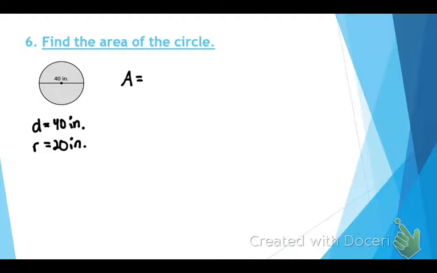All right, very good. It is A equals pi r squared. Do I need to cut this in half? No, it's not a semicircle. This is a complete circle, so I want the area of the whole thing. Let's go ahead and just start plugging some things in.